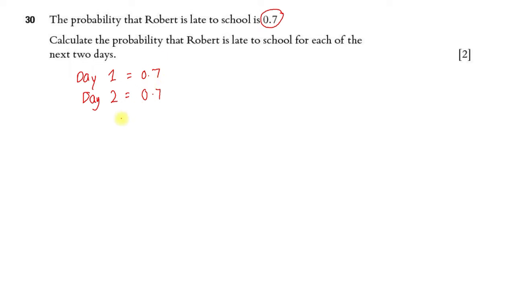And the probability of him being late for 2 days is 0.7 times 0.7 equals 0.49.